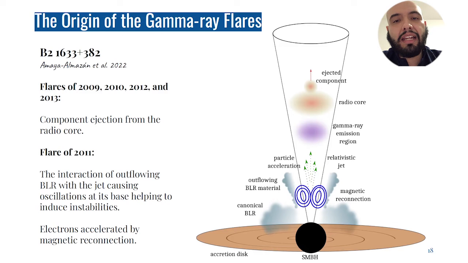However, Algaba and collaborators and Hagen-Thorn and collaborators found that variations in the Doppler factor were not enough to explain these flux variations. Additionally, we found small changes in the polarization angle, and this is not compatible with geometrical changes in the jet. So we propose that the flaring event of 2011 was probably produced by magnetic reconnection due to the outflowing broadline region interacting with the jet and causing oscillations at the base of this, helping induce instabilities.